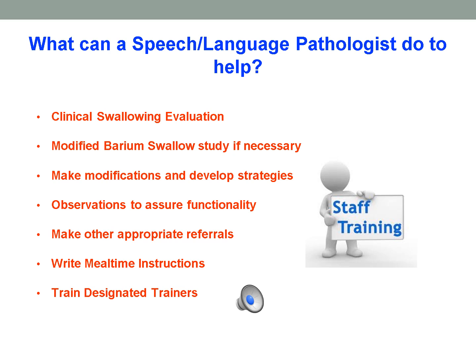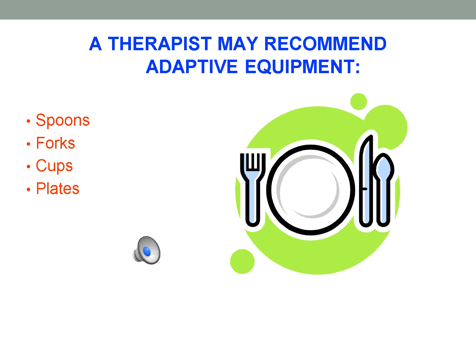I can write mealtime instructions, and we will train designated trainers on those mealtime instructions so that there are always designated trainers in place to train staff on the mealtime instructions for each individual person. Sometimes we might make adaptive equipment recommendations, and those include spoons, forks, cups, plates. This might be something that the individual needs to have mealtime success.